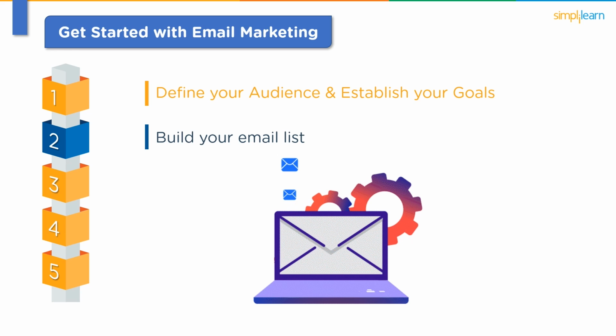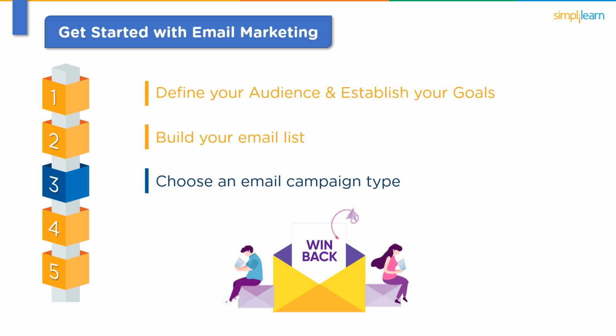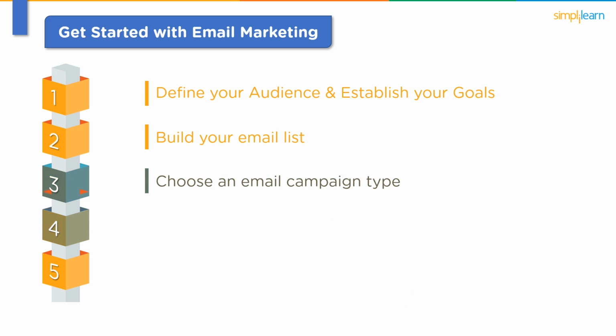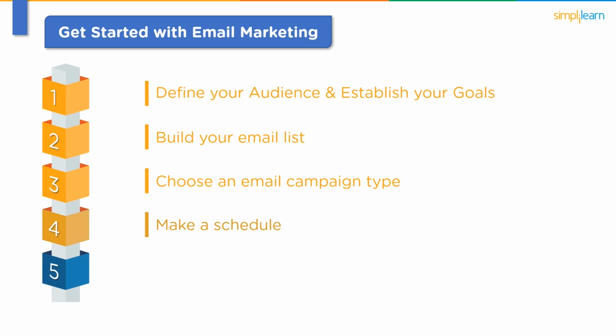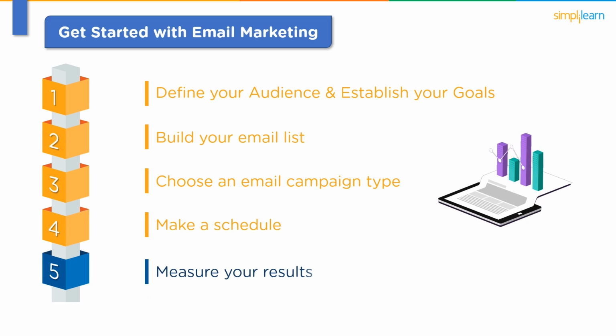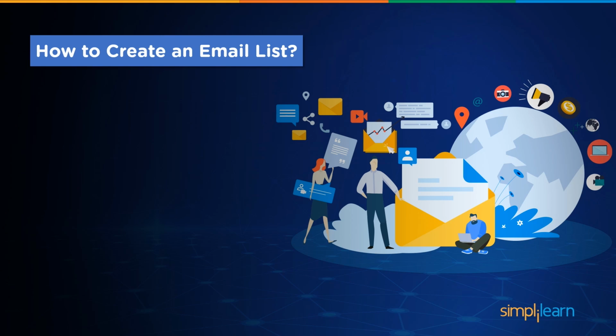And that is a very important aspect, because if your email list is not up to date, there will be a lot of bounces on your email, and your email service provider may get back to you and say, hey, your email list is not up to date, so we may actually block you because you may be spamming your customers. You then choose the email campaign type that you want to run. You make a schedule for when you want to send out the emails, and then of course you need to measure your results.